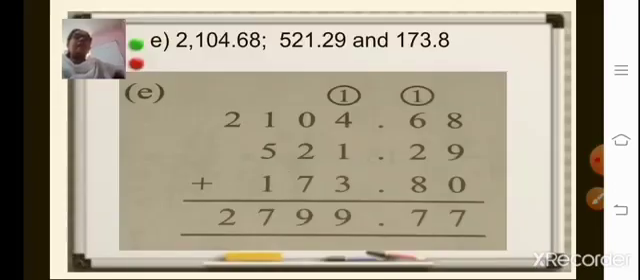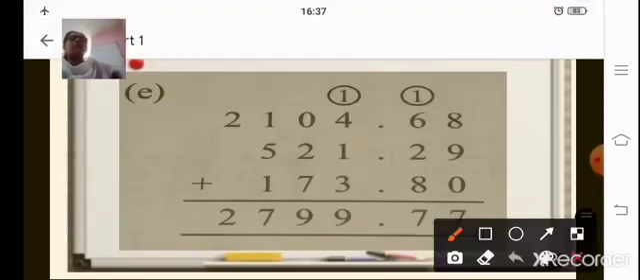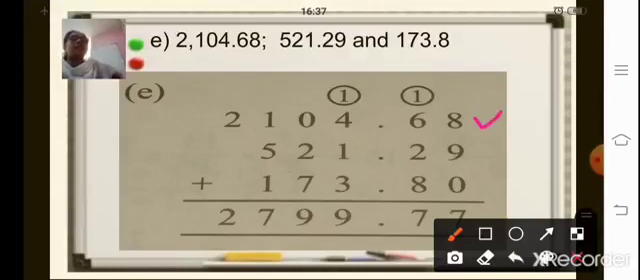Second sum is E1: 2104.68. Then we have the second number, 521.29, and then 173.8. So we'll add a 0 to make it a like decimal and then add all the 3 numbers. When we add all the 3 numbers, the same way as we add whole numbers, and then put the decimal point, your answer is 2799.77. Then just solve it in your notebook.